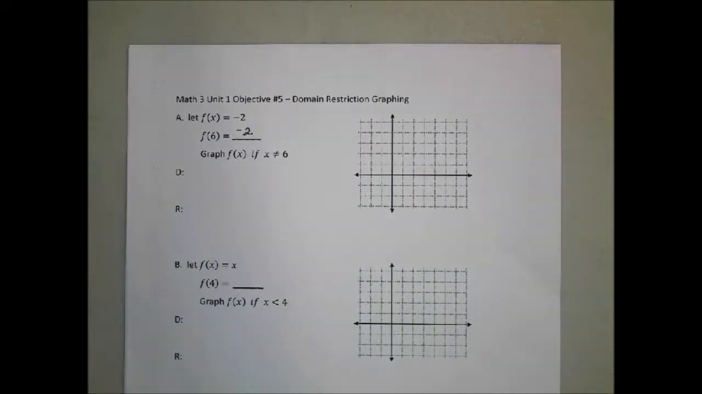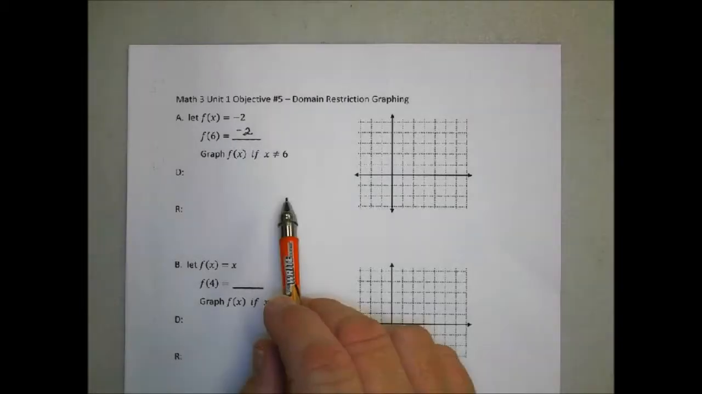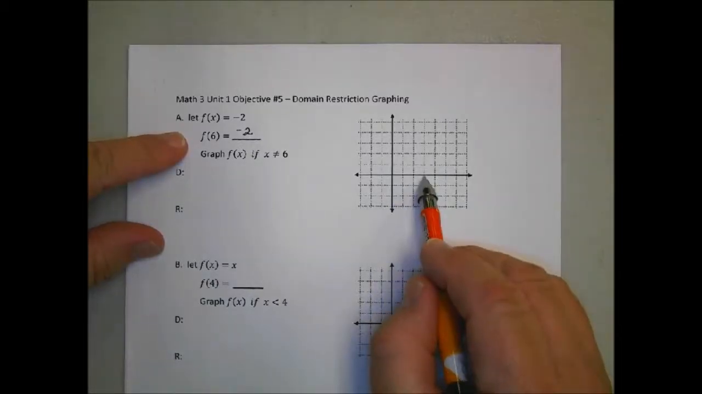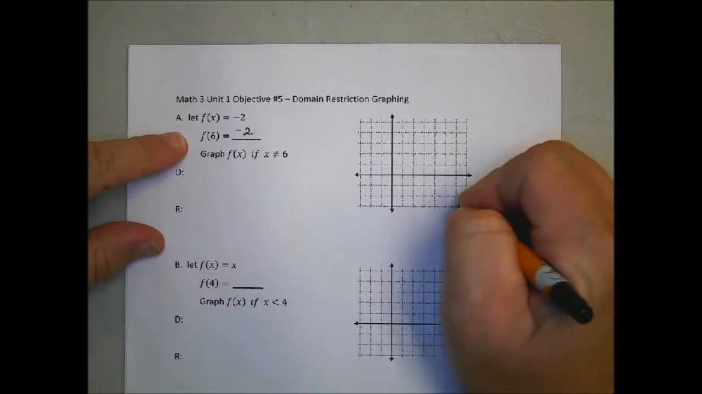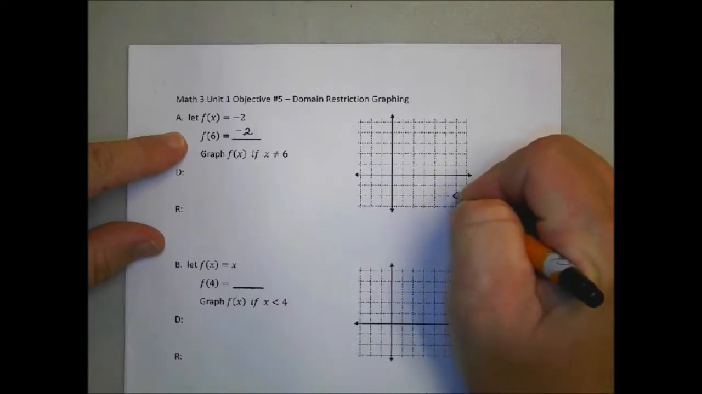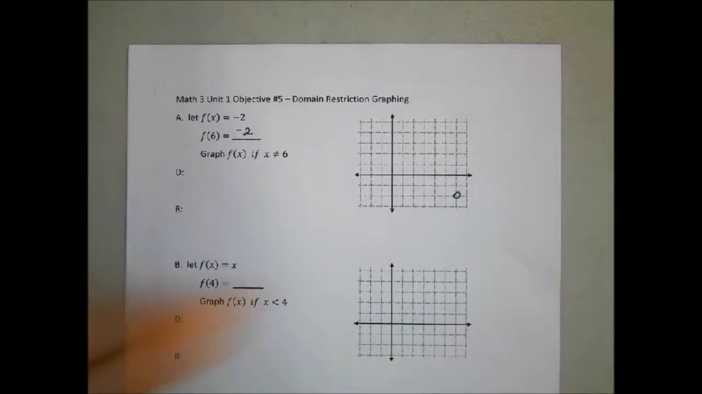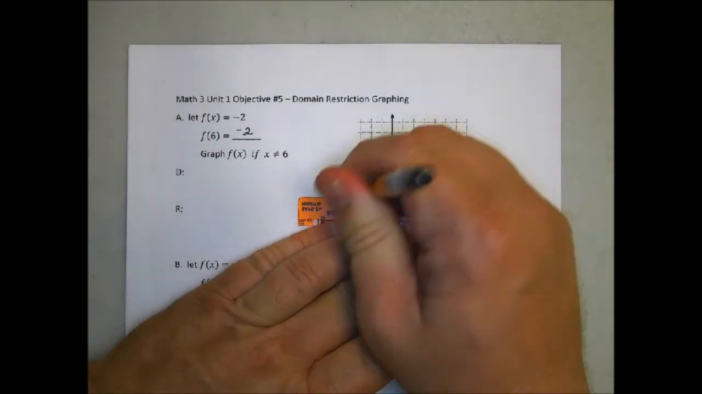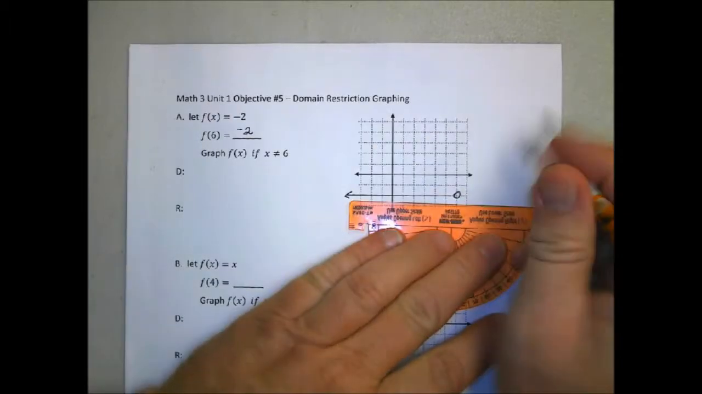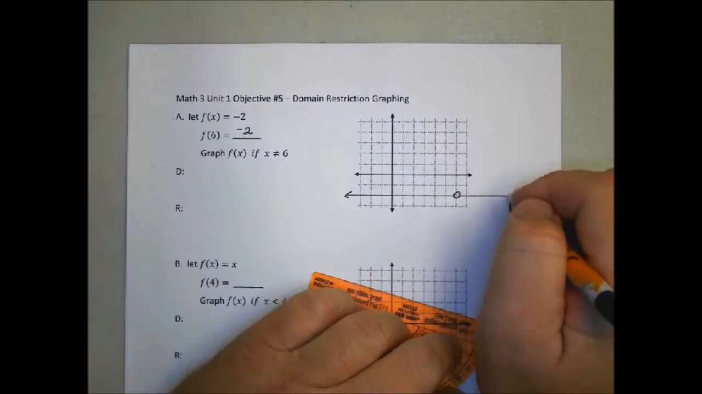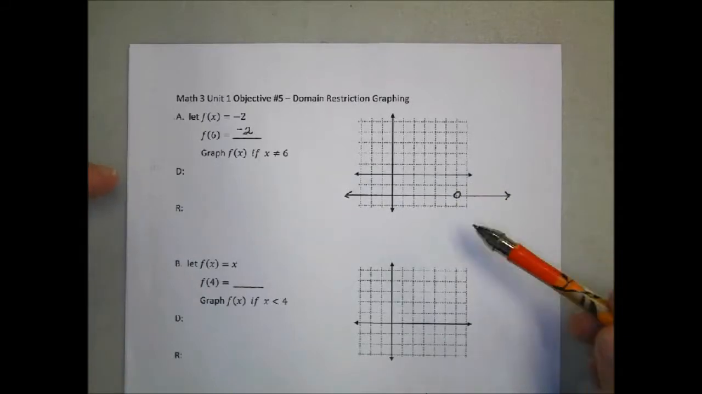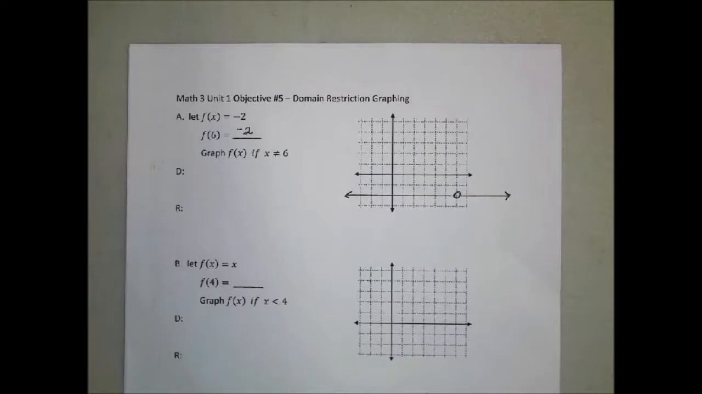Now, what would the graph of f of x be as long as x can't equal 6? Well, when x equals 6, 1, 2, 3, 4, 5, 6, down to -2, we're going to put a hole in this graph right here. And otherwise, we're going to graph the rest of the graph, which would be the horizontal line at -2. So the fact that x cannot equal 6 means we can't use the point 6, -2, but we can use every other point we need.